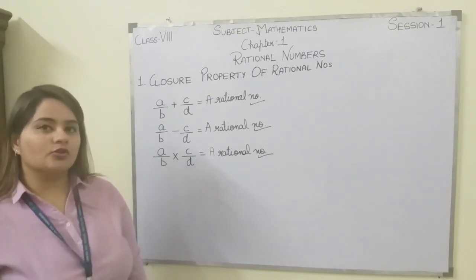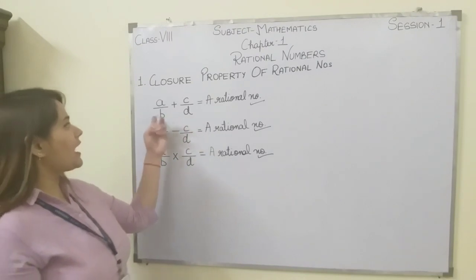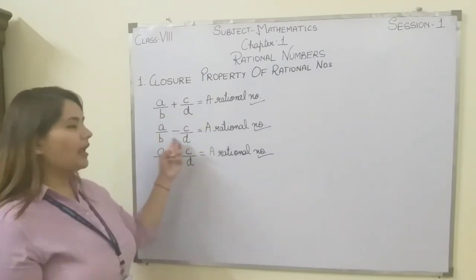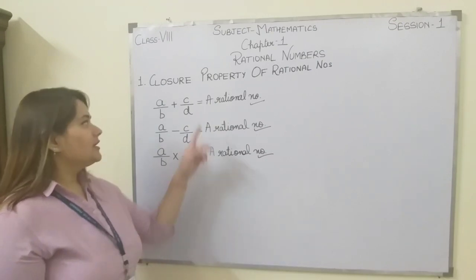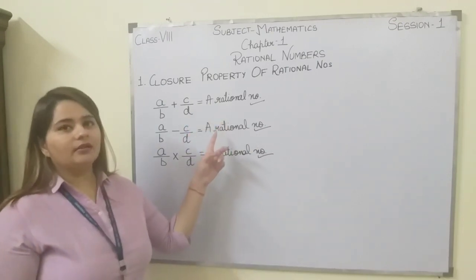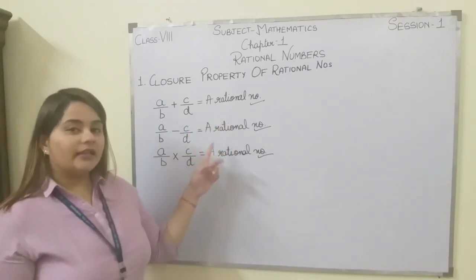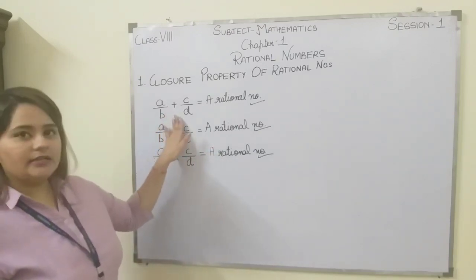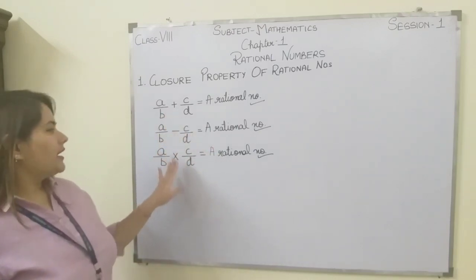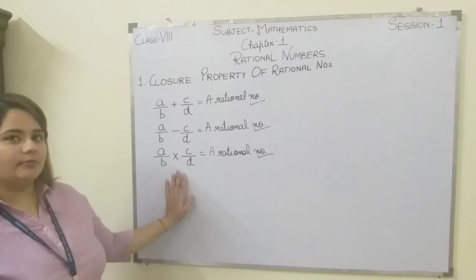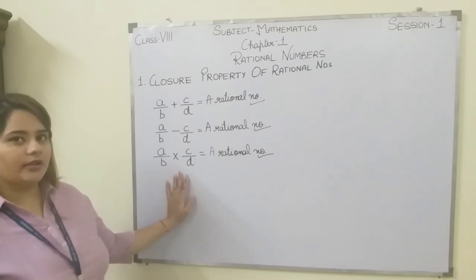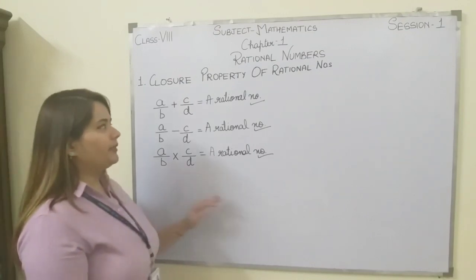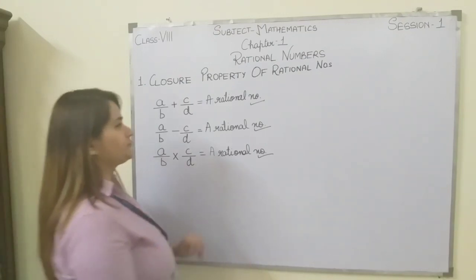What we say in a closure property is that if we add, subtract and multiply two rational numbers, the resultant will also be a rational number. Again I say, if we add, subtract and multiply two rational numbers, the resultant number will also be a rational number. Let's take few examples and verify these properties.